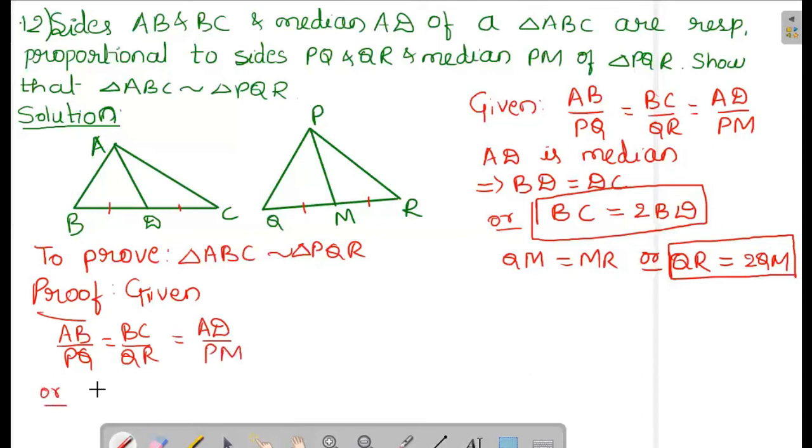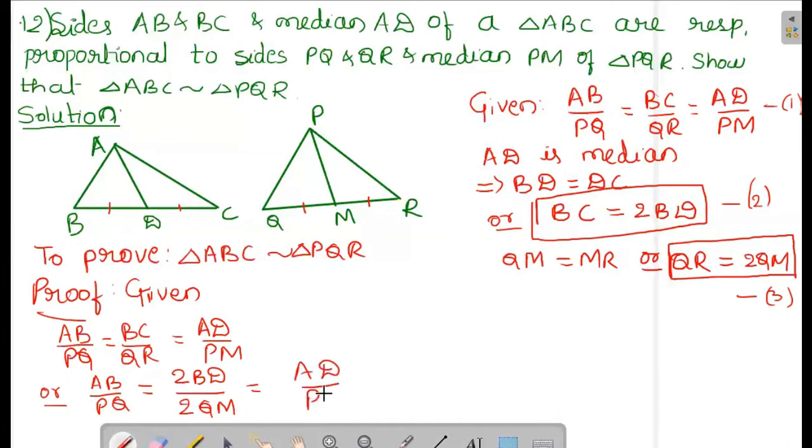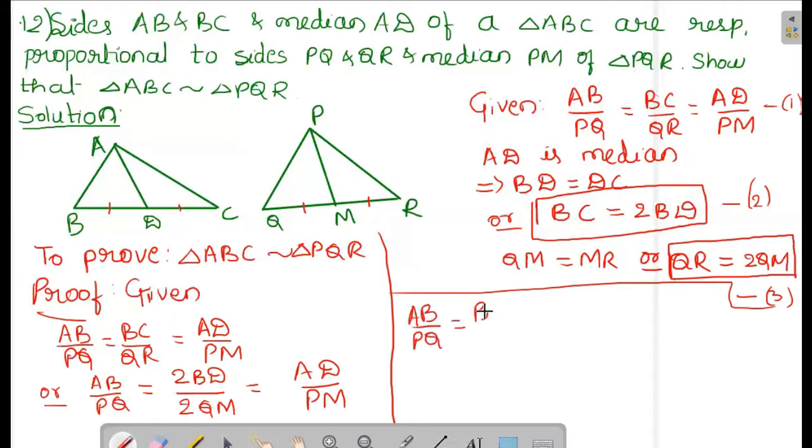or I'll write AB by PQ. I'll number this one 1, this 2, this one 3. In place of BC, I can write 2BD. In place of QR, we can write 2QM, is equal to AD by PM. Or AB by PQ is equal to BD by QM is equal to AD by PM.